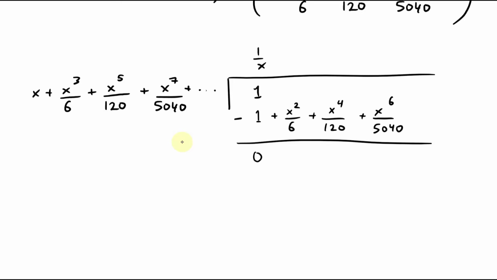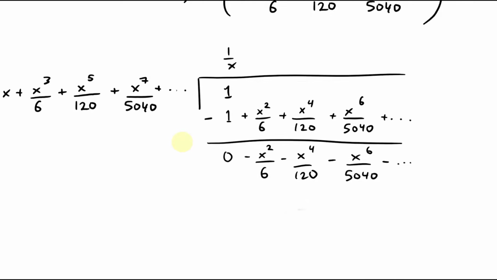And now this one here is going to be negative x squared over 6, negative x to the 4 over 120, and then negative x to the 6 over 5040. And again, just put a plus dot dot dot to indicate it keeps going on forever. But the first few terms are the most important ones. Or actually this one would be minus dot dot dot like that.